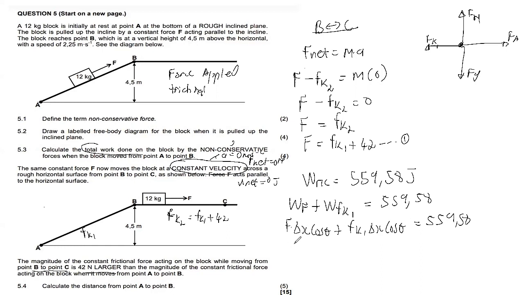And then that is equal to 559.58. Now if we substitute into here, we don't have the delta X, because we are not shown the displacement there. Now, we know that the force applied is always in the direction of the displacement, so that means we'll have an angle of 0 degrees there. Then we have Fk1. Again, we don't have delta X, but we know that our kinetic friction always acts opposite to the direction of the displacement, so it will take the angle of 180 degrees.